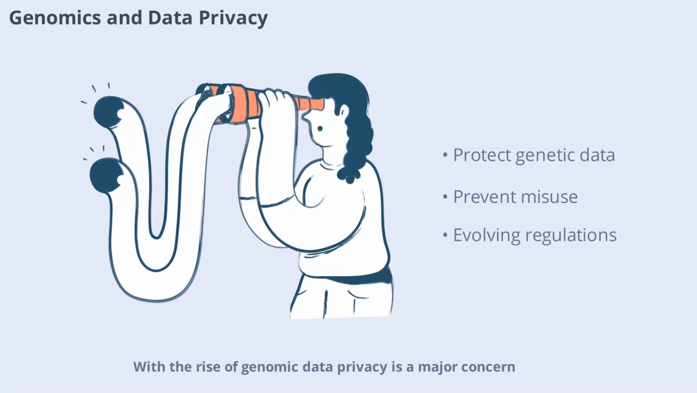years to come. With the rise of genomic data, privacy is a major concern. Protecting personal genetic information is essential to prevent misuse and discrimination. Laws and regulations are evolving to keep pace with these new challenges.